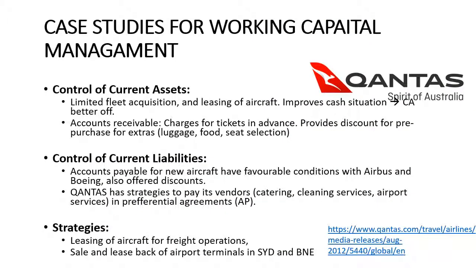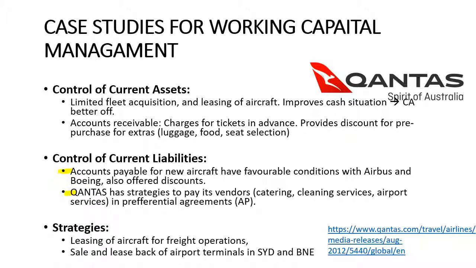Okay, so a case study is Qantas. It controls its current assets through, it doesn't buy many planes, so it improves the cash situation. Its accounts receivable. It charges you its tickets straight away from its customers. And you get discounts for pre-purchasing extra things. So like when you fly with Jetstar, you get your baggage, you get your food. If you pre-purchase it, you get a discount. Okay? Now, our current liabilities for Qantas. Accounts payable for new aircraft. They have favorable conditions to pay off its jets with Boeing and Airbus. And they'll have strategies to pay off its vendors.